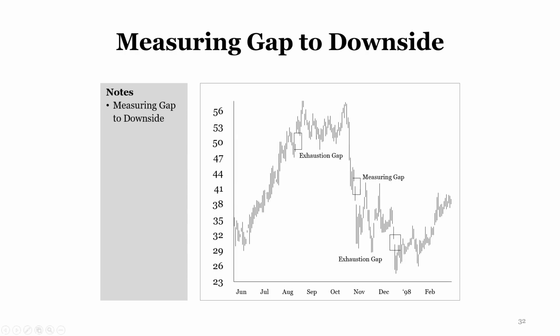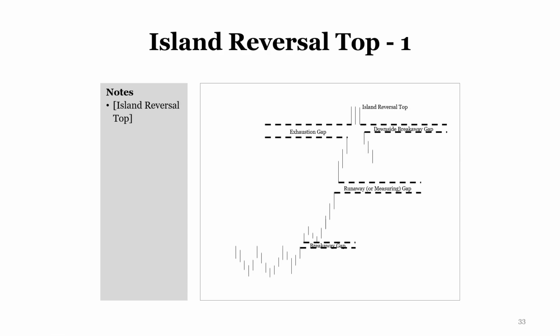Okay. So measuring the gap to the downside. It's the same way you measure the target for the upside. You measure the target the same way to the downside. So the target the stock has traveled to the upside, that's the target the stock will travel down when the stock gaps down. So it's not rocket science.